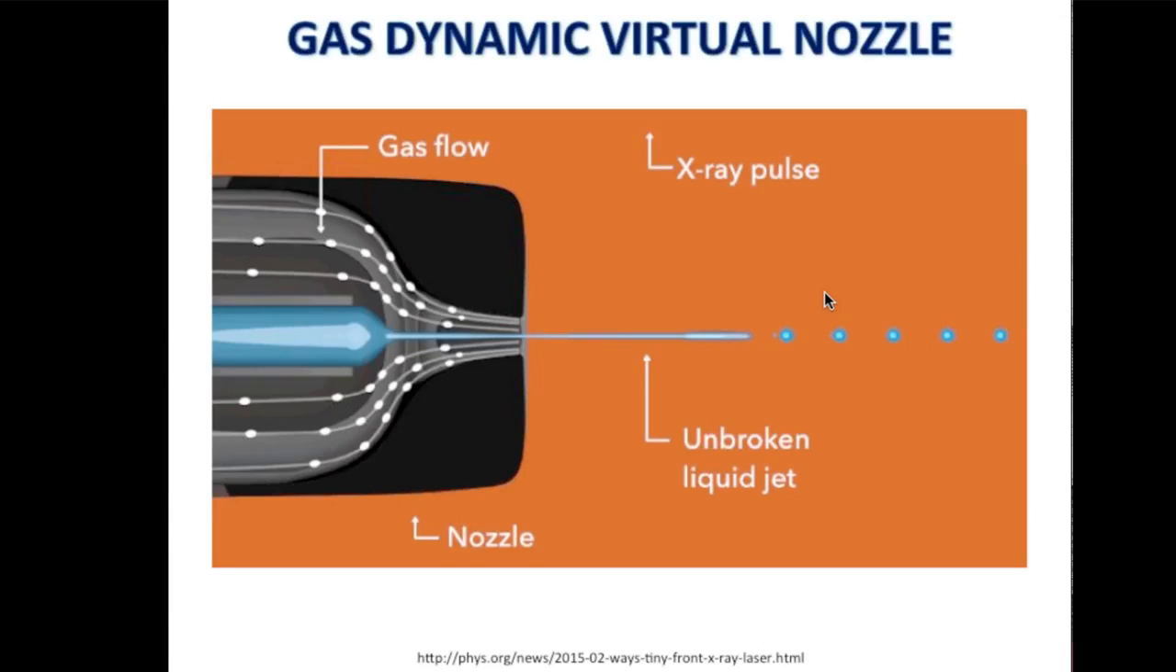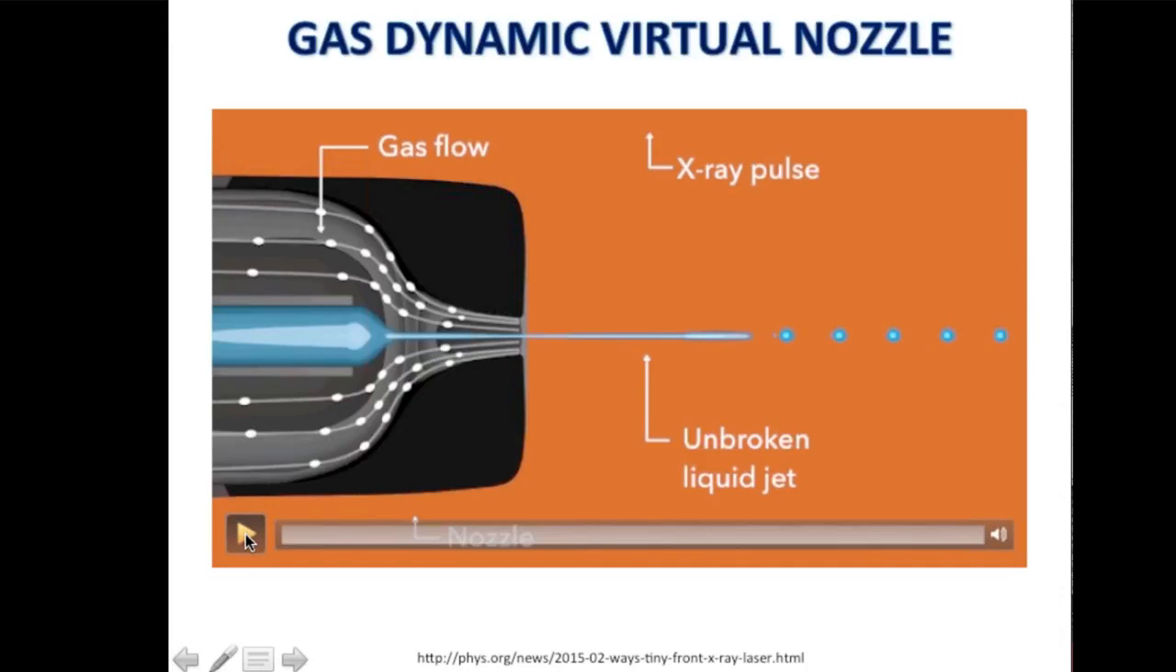So the idea is, can we flow a jet, and can we control the speed, and can we control the flow in such a way that it maximizes the interaction of the jet with the X-ray beam. And here's a beautiful small video showing what actually happens.